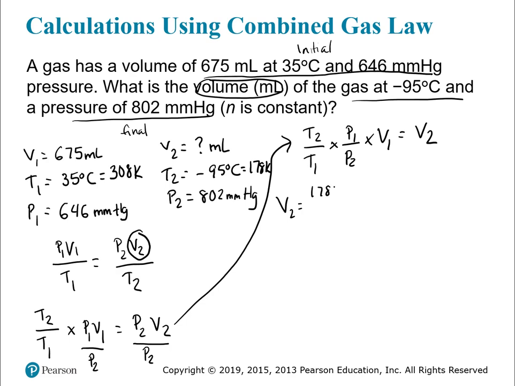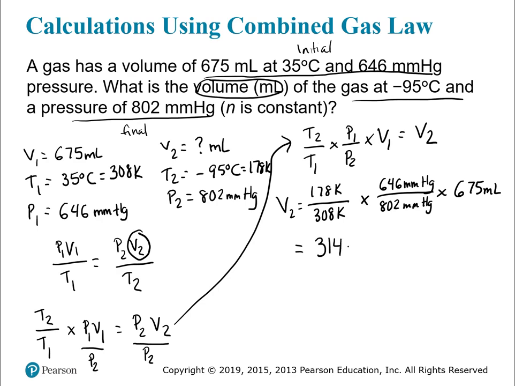We put T2 on top of T1. Then we put P1 on top of P2. And then we're also multiplying by V1, which is 675 milliliters. When you do all that math, you should get a volume of 314 milliliters.